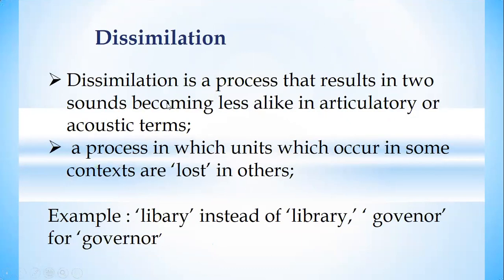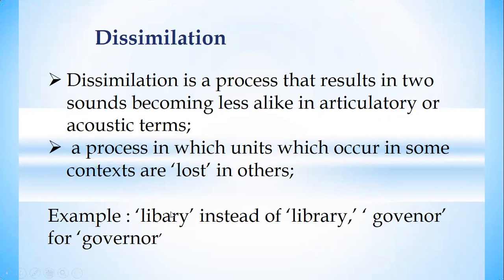Next, let's have dissimilation. This is a process that results in two sounds becoming less alike in articulatory or acoustic terms. A process in which units that occur in the same context are lost in others. For example, library, governor. We delete a sound; it is lost.